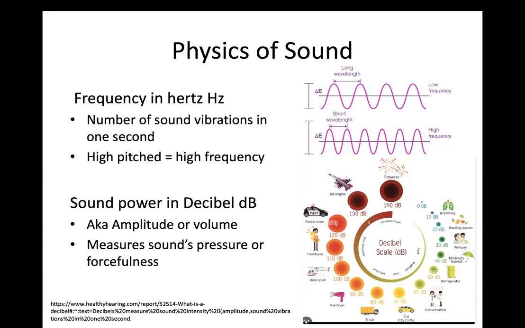So a child screaming would be a high-pitched sound. You would see the frequency pretty high, like this, okay? Other sounds that are more low pitched would have a long wavelength and a much lower frequency. And of course, there are frequency levels that are out of our hearing range. We can't hear them because they're either too low or too high a frequency. So there's a certain frequency range that we can hear.